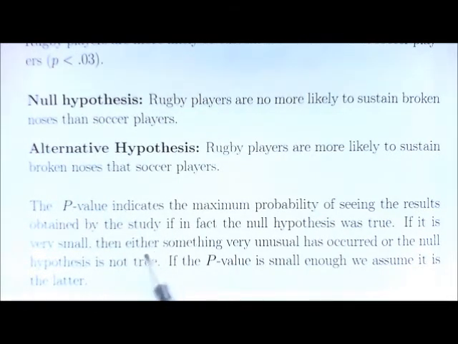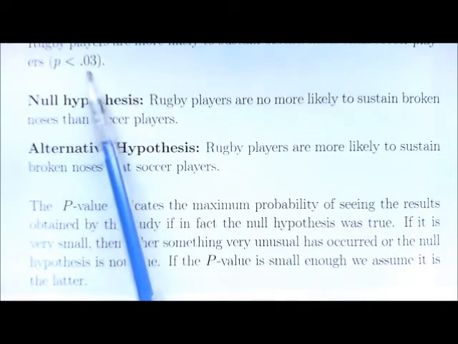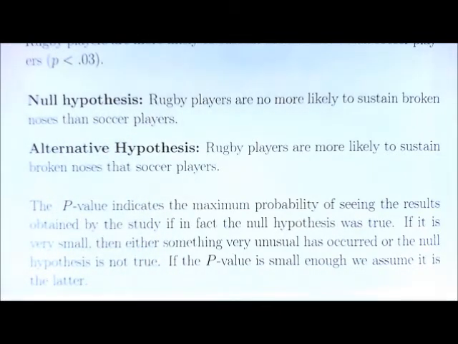So in this case, what this is saying is that our p-value, you can barely see it up here, is p less than 0.03, or p less than 3%. And so the p-value gives the maximum probability. We have a maximum probability of 3% that we could in fact get data that indicates that rugby players are more likely to sustain broken noses than soccer players, when in fact that wouldn't really be true, when in fact the null hypothesis was true.